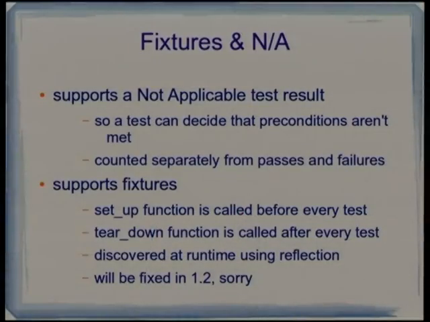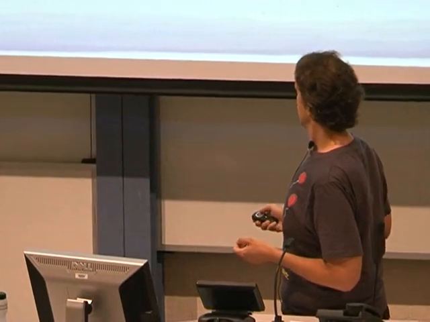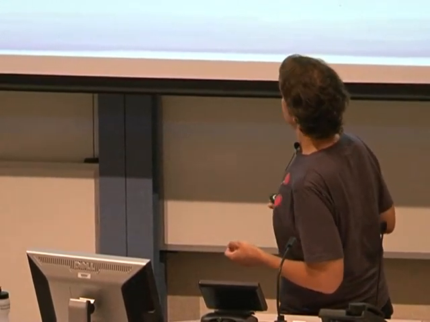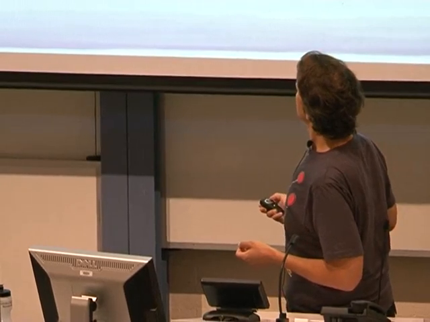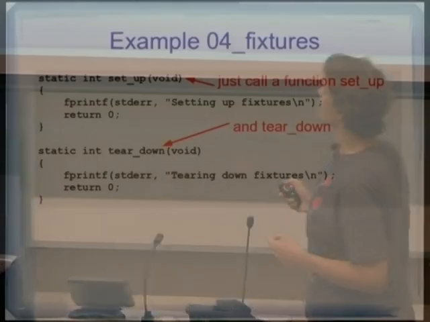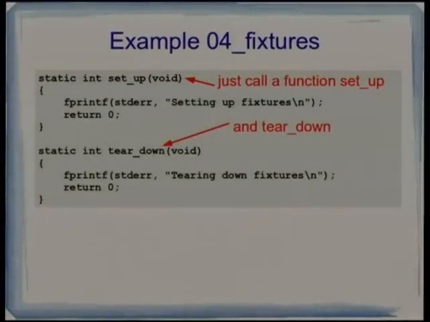Fixtures. If you know anything about xUnit lingo and testing, fixtures is where you have common code that you use to set up some kind of shared resource that multiple tests use. In this case, you have a setup and a teardown function, and we very simply call these setup and teardown. They're discovered at runtime using a collection, so it has to be the right signature. It fails if it's not the right signature: returns an int, takes zero arguments. It really shouldn't return it, that's beside the point.